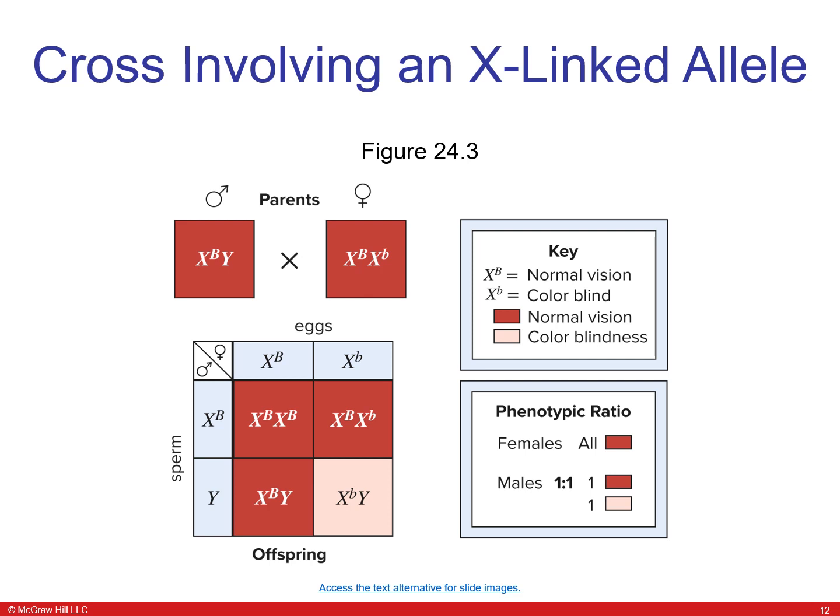And here's a mating setup in a Punnett square. We have a key and a phenotypic ratio. So you can see here, only a male can become colorblind from this mating, and it's a 1 in 2 chance.